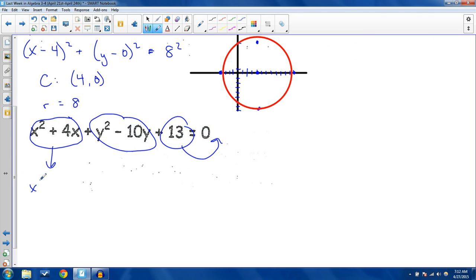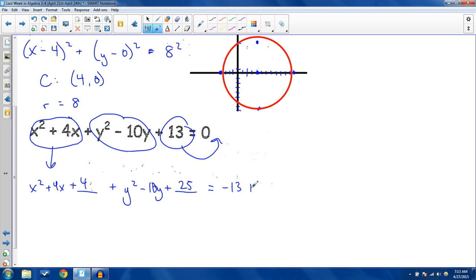So here I have x squared plus 4x. To complete the square, I'm going to add 4. That's divide this term by 2 and then square it, and I get 4. My next set, if I have y squared minus 10y, divide negative 10 by 2, that's negative 5. Square that number, you get 25. Now as I subtracted 13 over, I also have to add what I added over here.